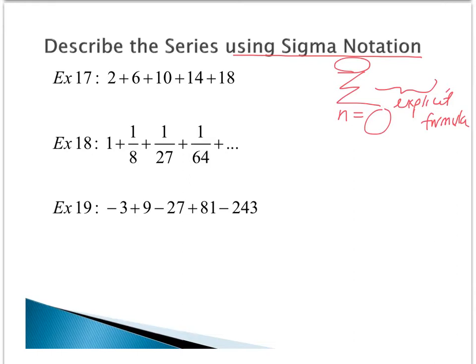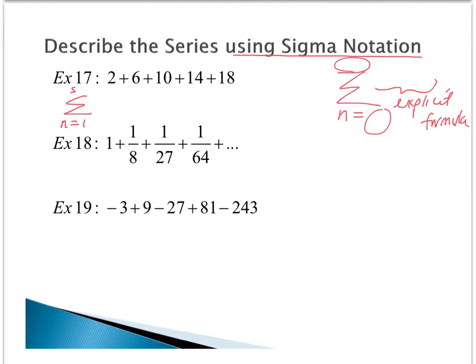If we look at example 17, we have 1, 2, 3, 4, 5 terms. So I'm going to start by saying summation from n equals 1 to 5. Now the variable that you use here could be anything. You could use n, you could use k, j. It really does not matter as long as you are consistent through the problem.